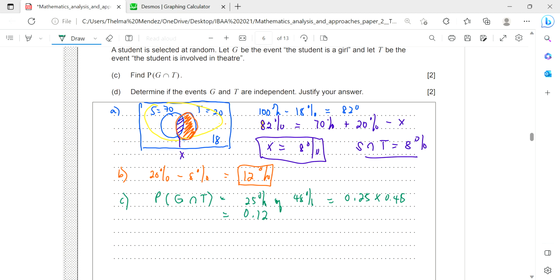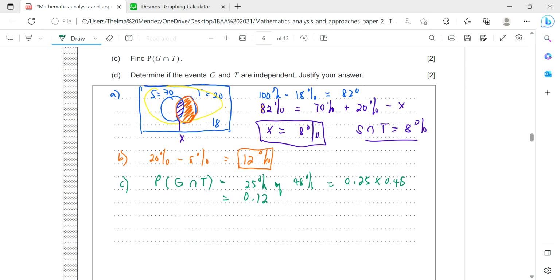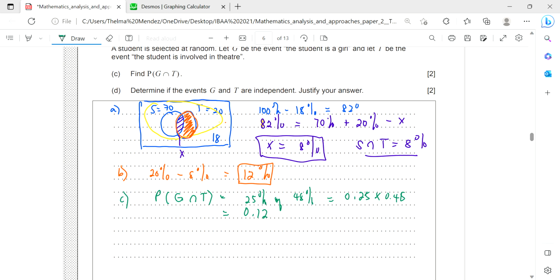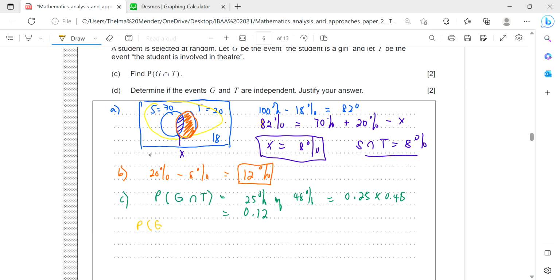Determine if the events G and T are independent. Justify your answer. So if they are independent, the thing that we consider is that the probability of G intersection T must be equal to the probability of G times the probability of T. This will make them independent. However, is it already independent?